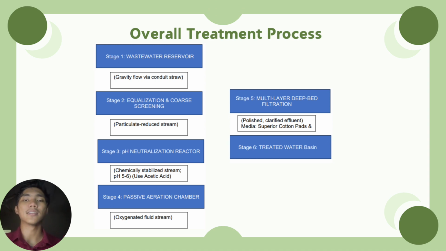The next slide is the illustration of the overall treatment process. The wastewater first enters the reservoir before flowing into the equalization and screening tank. Next, the wastewater undergoes pH adjustment to neutralize its acidity. After that, the aeration stage increases dissolved oxygen and supports further treatment. The wastewater then passes through the filtration media to remove remaining impurities. Finally, the treated water is collected in the last basin for inspection.